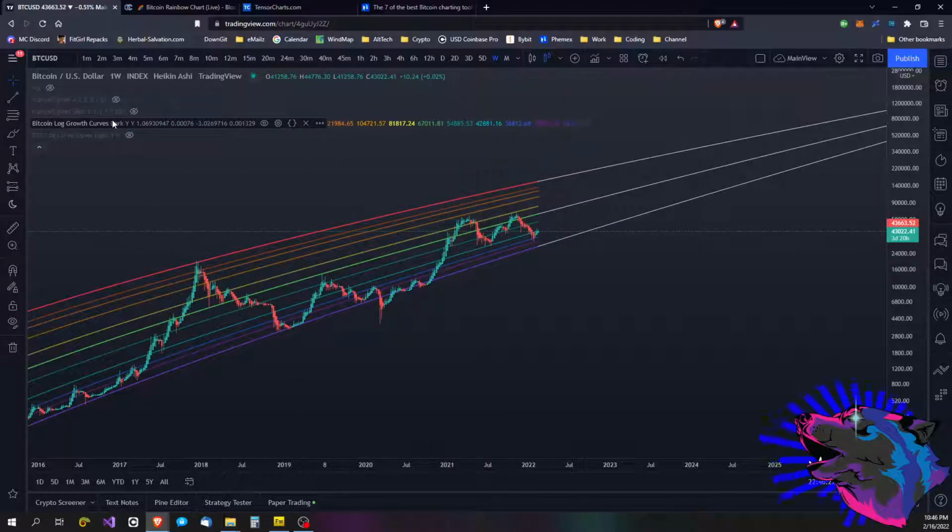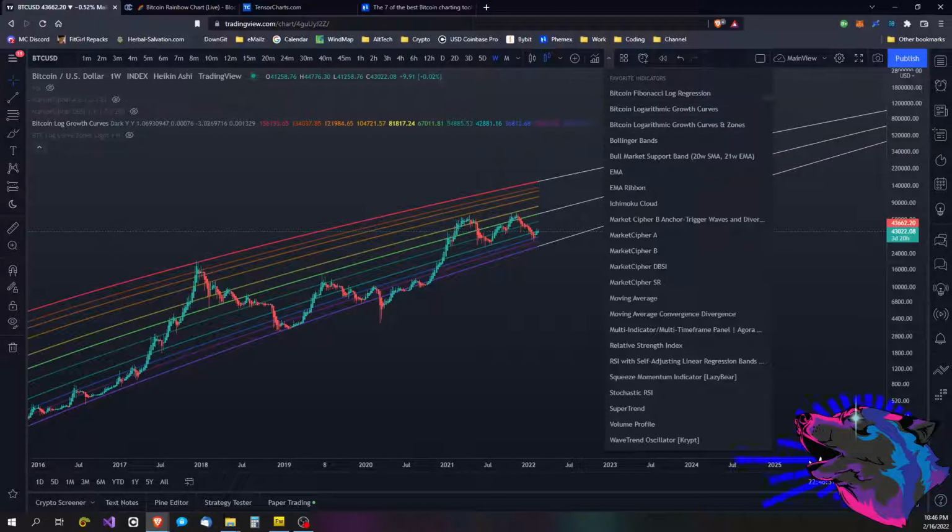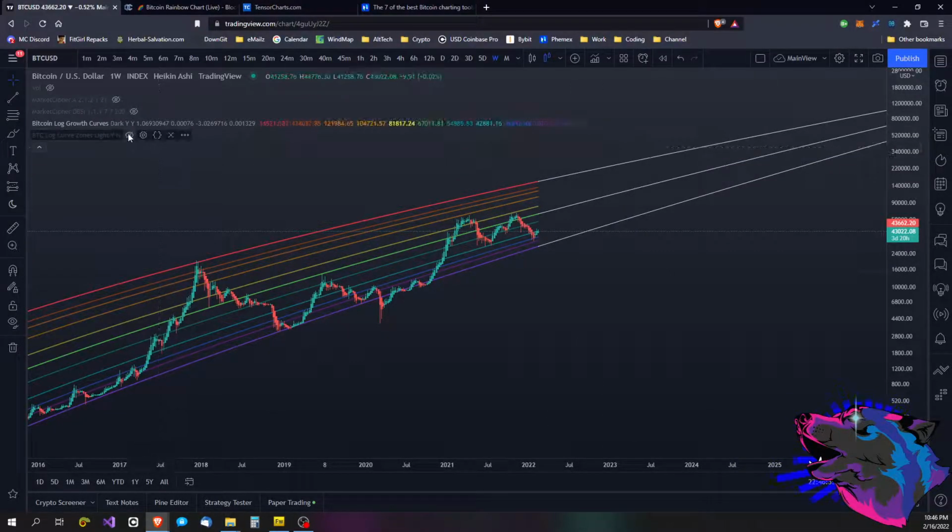And by the way, you can add these to your Bitcoin chart in TradingView. They are in the indicator list over here. There's actually 3 of them. I only got 2 of them up right now. Just to reiterate, Bitcoin log growth curves, and the other one we'll bring back in a second, BTC log curve zones.